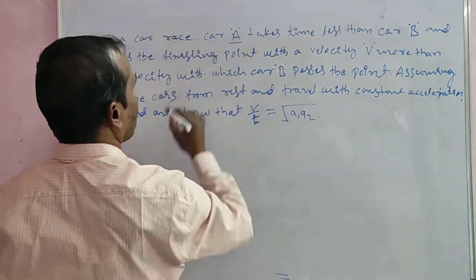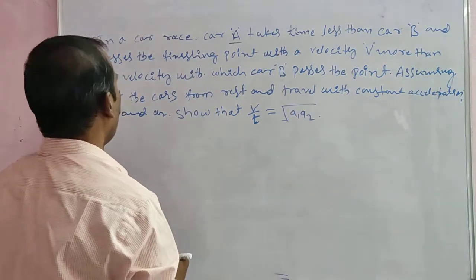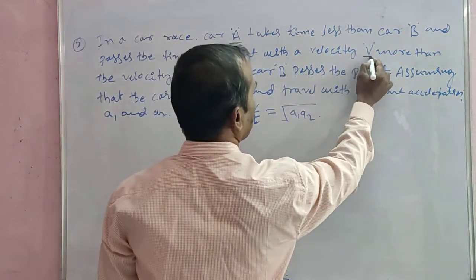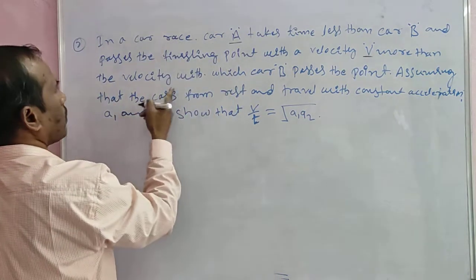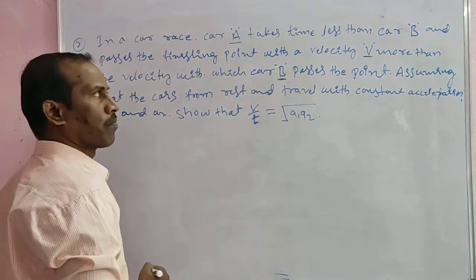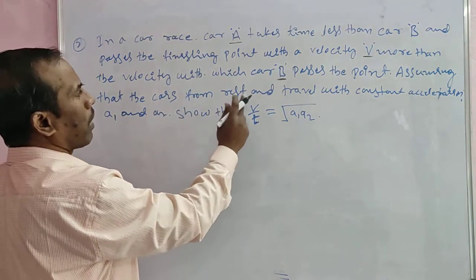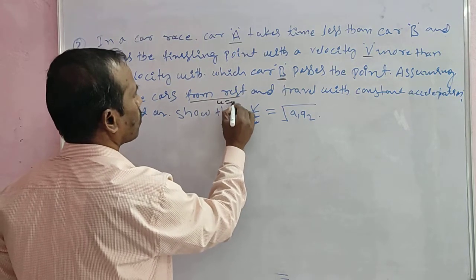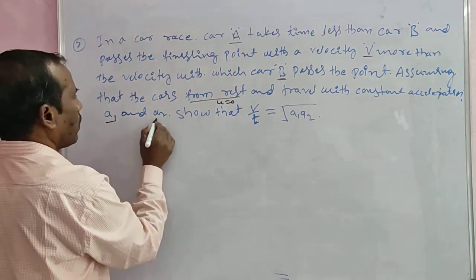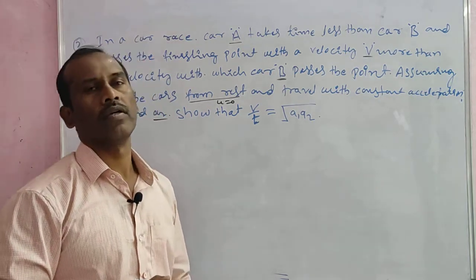In a car race, car A takes time T less than car B and passes the finishing point with a velocity V more than the velocity with which car B passes the point. Assuming that the cars start from rest, that means U is equal to 0, and travel with constant accelerations A1 and A2, show that V by T is equal to the square root of A1 into A2.